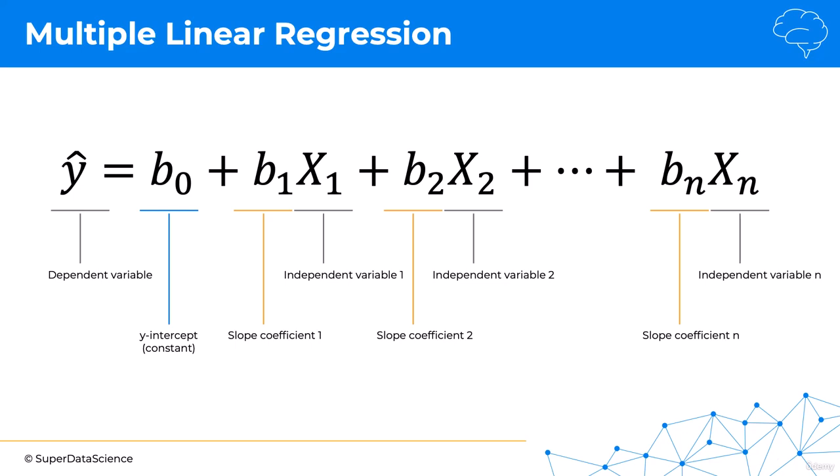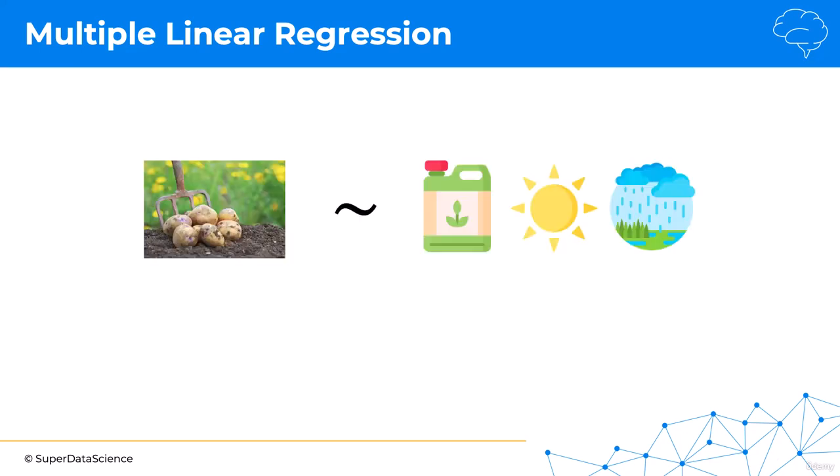Now, going back to our example of producing potatoes on a farm, we might want to predict how many potatoes we're yielding depending on how many kilograms of nitrogen fertilizer we're using, what the average temperature in the season is, and how many millimeters of rainfall we've seen in the season.